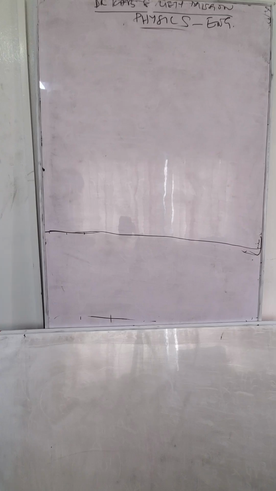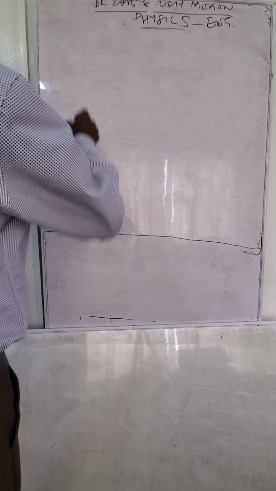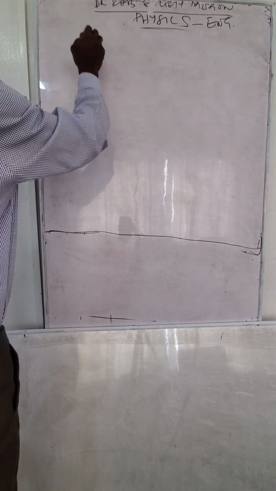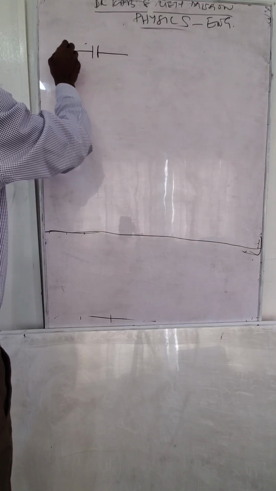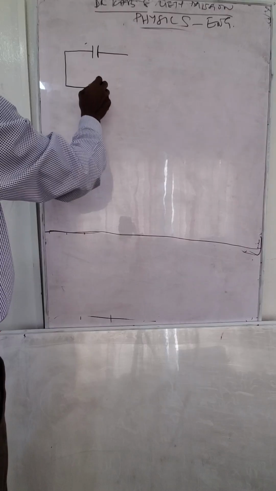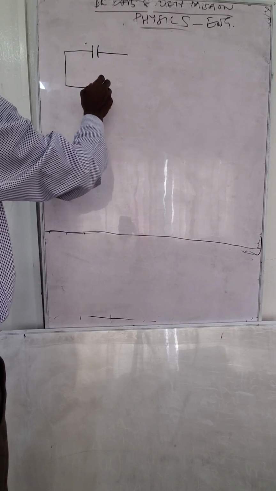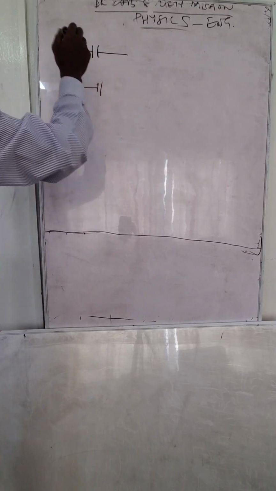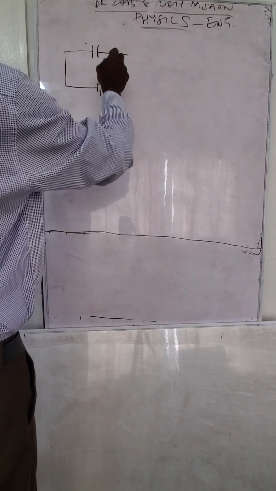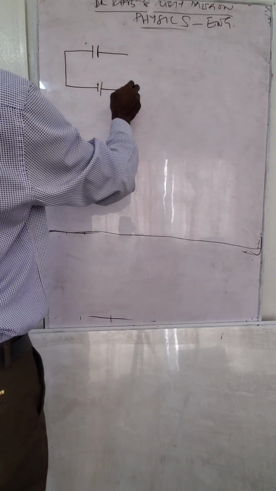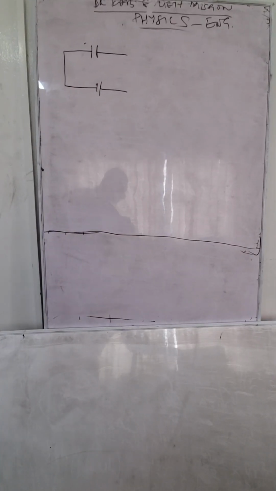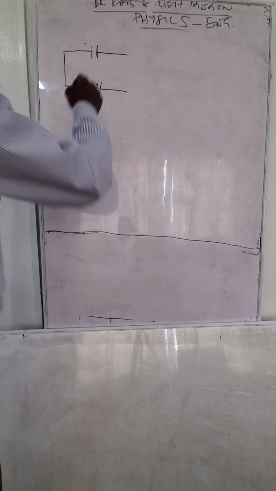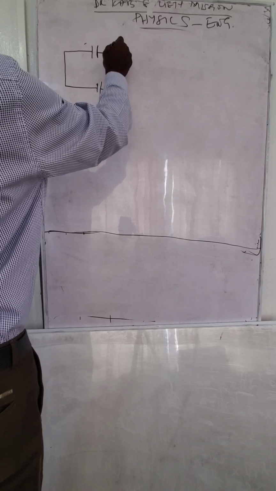So the capacitor, this is our capacitor. A capacitor is something that can store energy in the form of charge. So this is our battery here, and then let's assume we have a resistor. So let's say we have a resistor here.